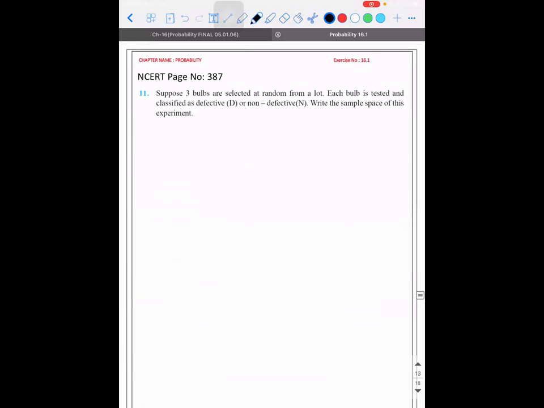Suppose 3 bulbs are selected at random from a lot. Each bulb is tested and classified as defective and non-defective. Write the sample space of this experiment. So defective, you can treat it like head, non-defective like tail. How many bulbs are chosen? 3, right? So bulb 1, bulb 2, and bulb 3. I'm just creating a similarity, because defective and non-defective are 2 outcomes, and it is like a coin tossed 3 times. You will have 8 outcomes, no?